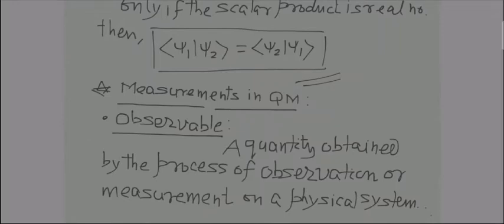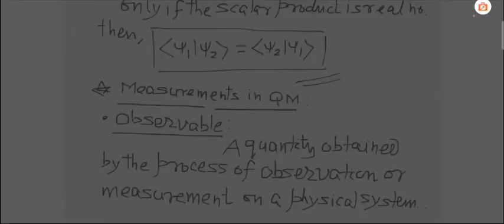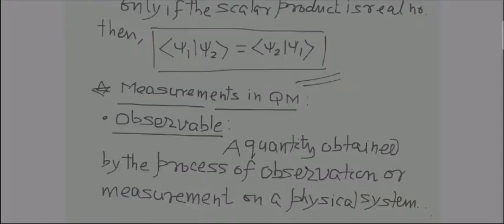Okay, so we had learned up to the bra and ket notations in the previous class. Now we will learn about the measurements in quantum mechanics. There is always a term called observable, which is seen frequently in quantum mechanics. So what is this observable? We will learn about that.